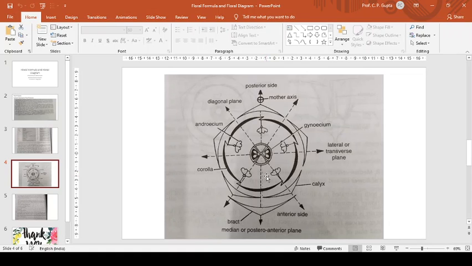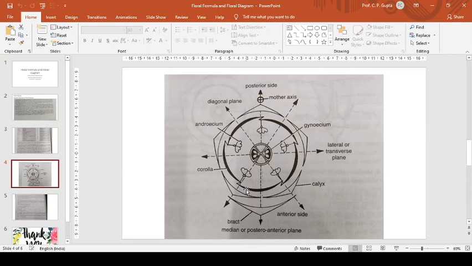The gynoecium is represented by a transverse section of the ovary. This is the transverse section of the ovary. Also draw the number of locules and the number of ovules in each locule. Here we draw two ovules in each locule. In the ovary, the type of placentation is also drawn. Here is axile placentation. So this is the floral formula and floral diagram.